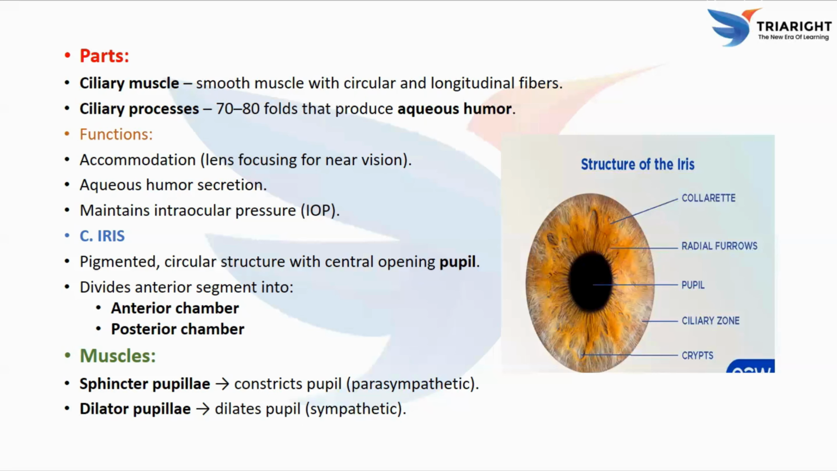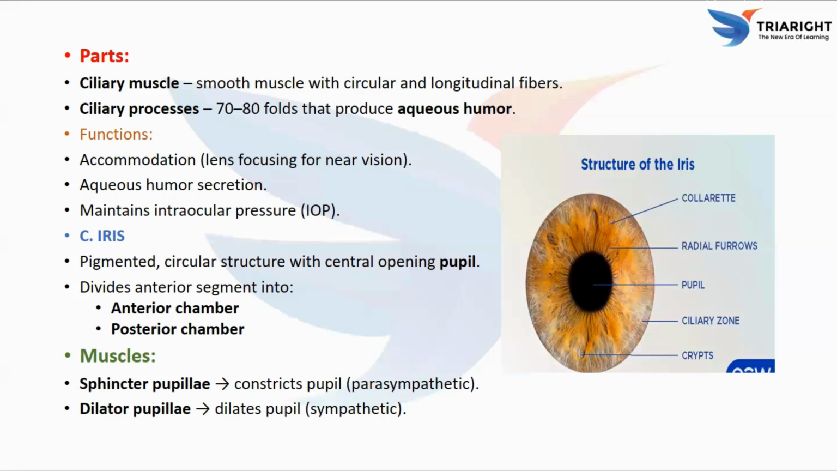What are the important muscles of the iris? Sphincter pupillae and dilator pupillae. What is sphincter pupillae? These are circular muscles present around the pupil. The sphincter pupillae constricts the pupil and is controlled by the parasympathetic nervous system. Whereas the dilator pupillae is a radial muscle fiber that dilates the pupil and is controlled by the sympathetic nervous system. So the sphincter gives a small pupil, whereas the dilator gives a dilated pupil.